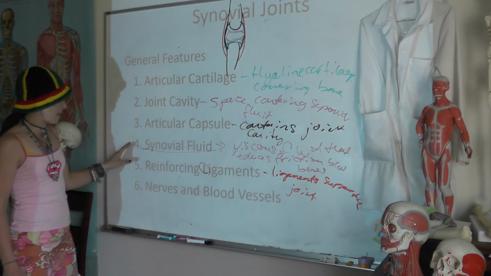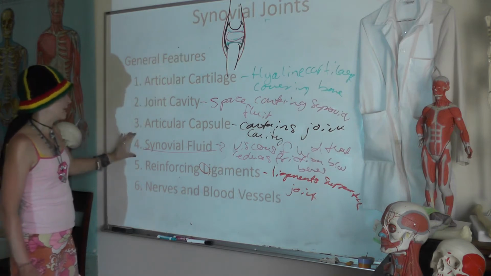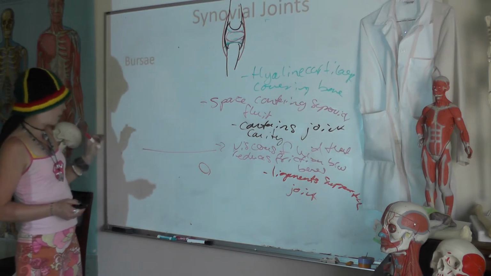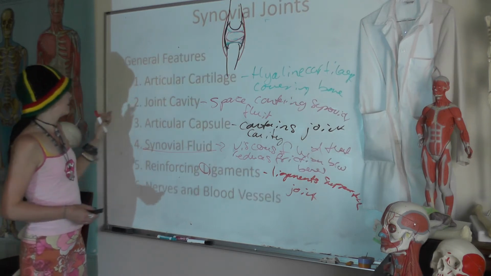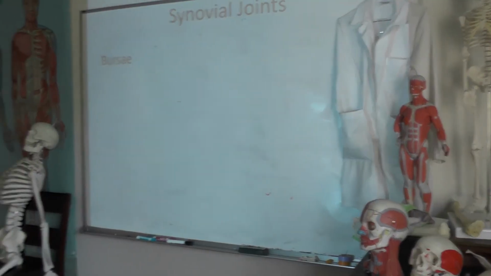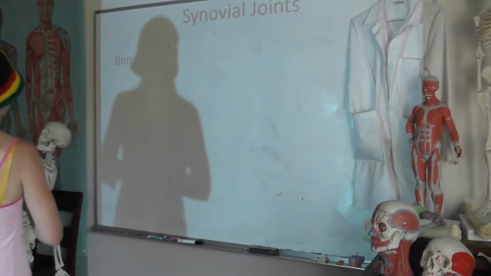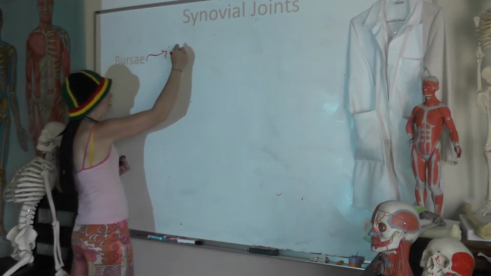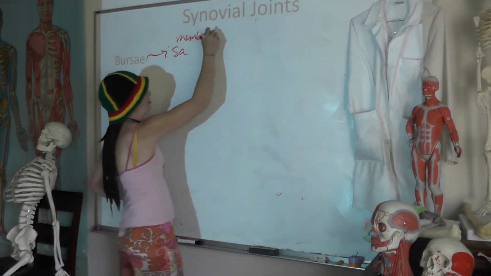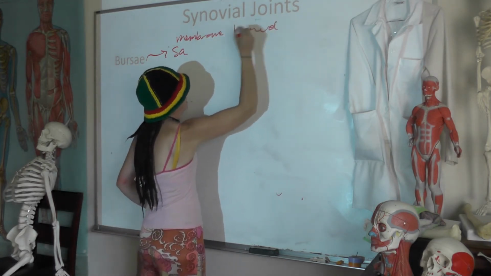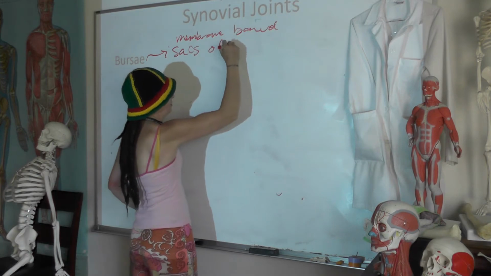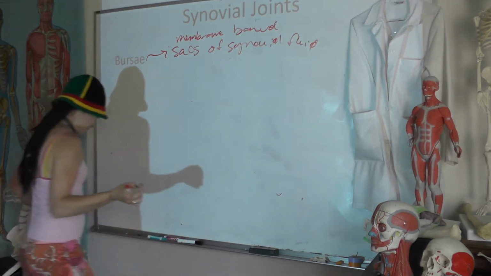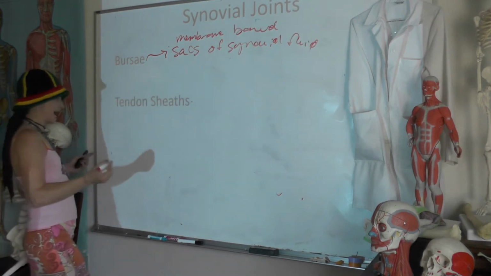One of the things about our different synovial joints is that this synovial fluid can be packaged in different ways in different joints. So let me erase this board and we'll come back to that. In joints you can have little membrane-bound sacs of synovial fluid. If it's like a sac, it's a bursa. You can also find tendon sheaths.